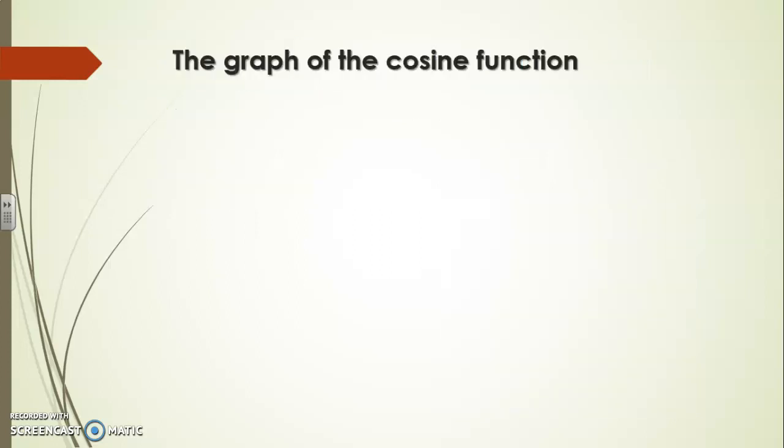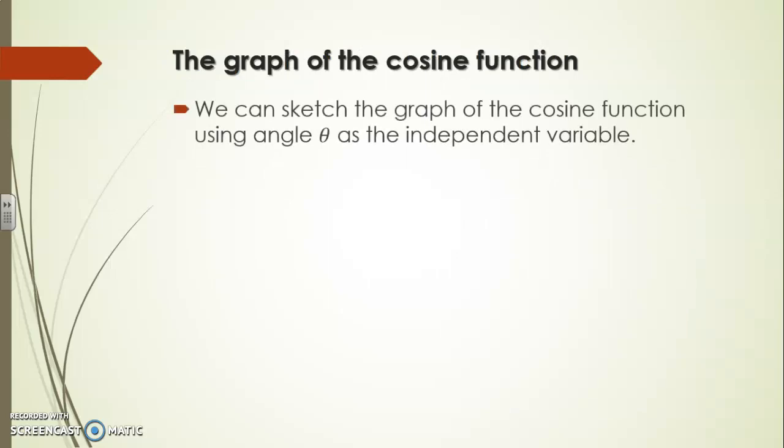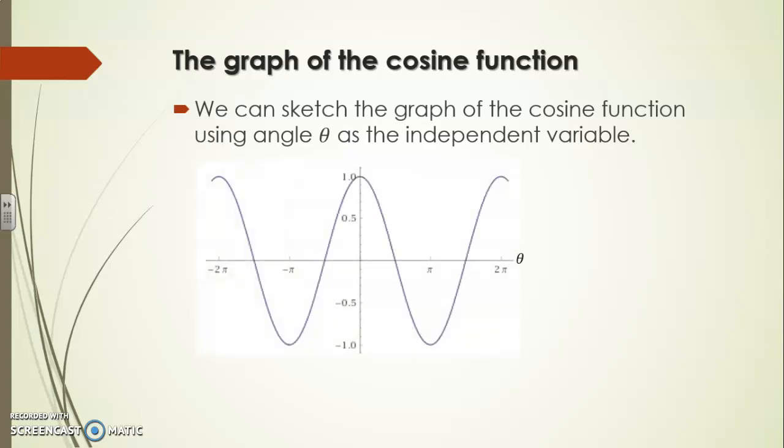Now the graph of the cosine function can be obtained if we sketch the values of cosine as a function of theta, which we will treat as the independent variable. So for all the different angles theta that we can observe in the unit circle and full rotations that follow or precede it, the cosine values will oscillate as shown in the picture.